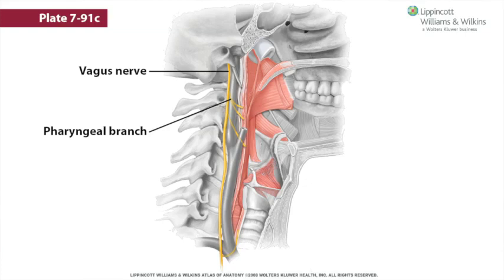The pharyngeal branch of the vagus nerve carries motor fibers to the muscles of the palate, except for the tensor veli palatini, which is innervated by the mandibular division of the trigeminal nerve, and the pharynx, except for the stylopharyngeus, which is innervated by the glossopharyngeal nerve.